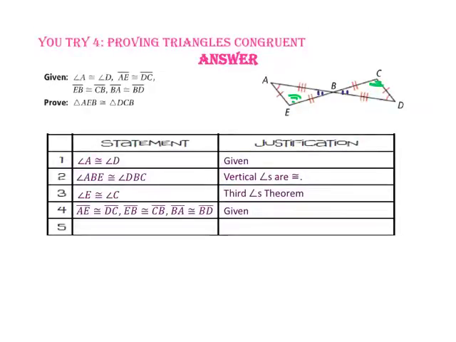Finally, triangle AEB is congruent to triangle DCB because we have 3 pairs of congruent corresponding angles and 3 pairs of congruent corresponding sides. That is the definition of congruent triangles.